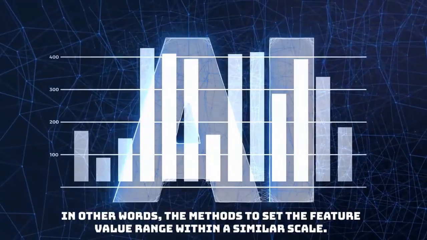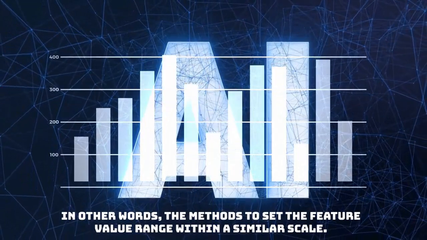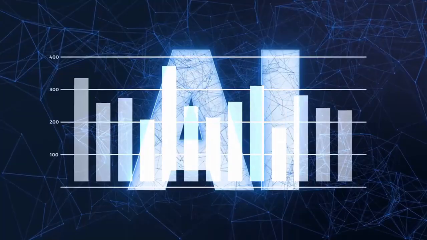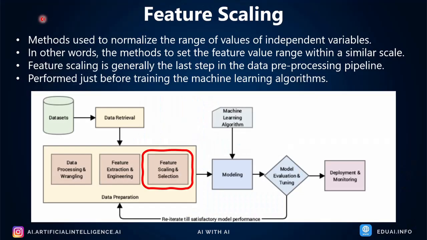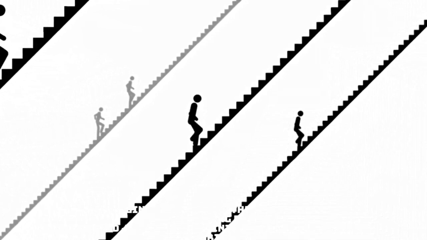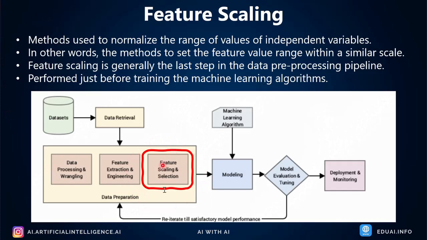In other words, it is the method to set the feature value range within a similar scale, between 0 to 1 or -10 to +10, whichever scale you think is the best fit for the data. In between that range, you try to fit values of that column. But feature scaling is generally the last step in the data pre-processing pipeline, performed just before training the machine learning algorithm. As you can see in the image, this is performed just before you pass the data to our actual model, right?